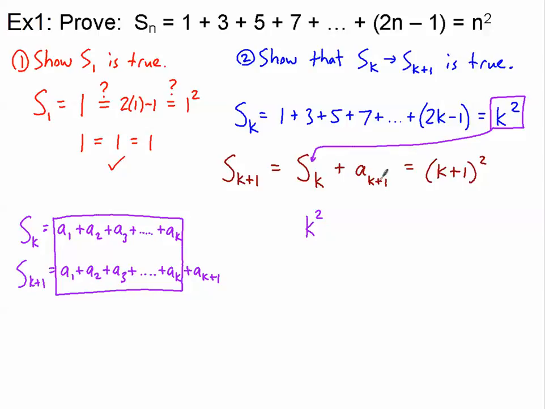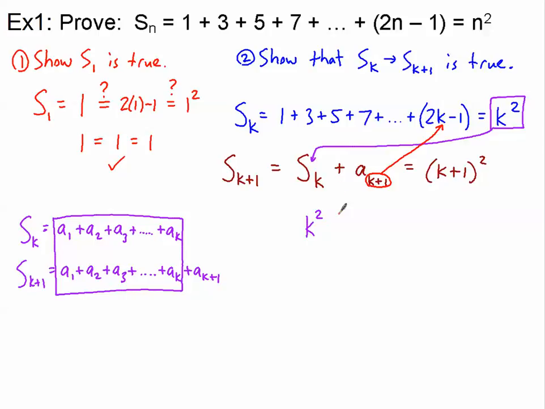Next, I need to figure out what this term is. Well, if the kth term would, in this case, be 2k minus 1, the k plus 1 term would be, well, let's just plug in a k plus 1 right there, in place of that k. Think about it. This is the expression to find any term. If I want the third term, I plug in a 3. If I want the 10th term, I plug in a 10. If I want the kth term, I plug in a k, and there it is. If I want the k plus 1 term, then I plug in a k plus 1.